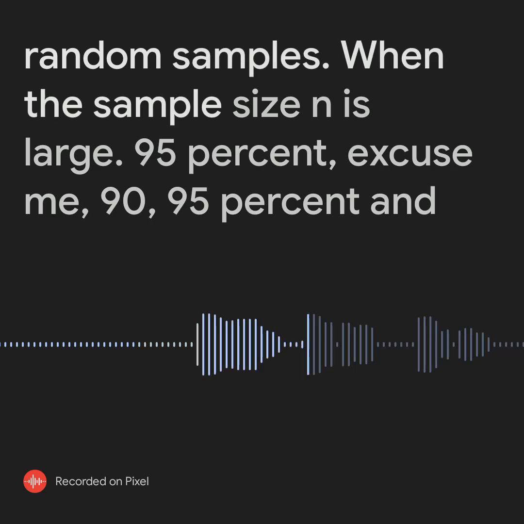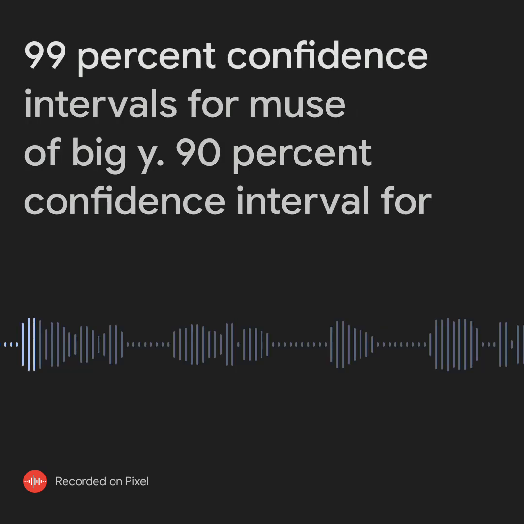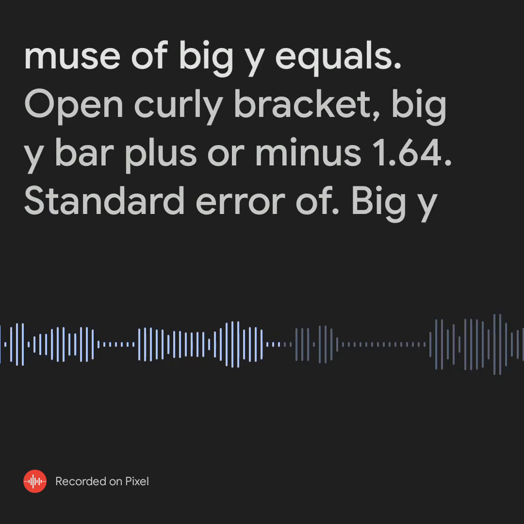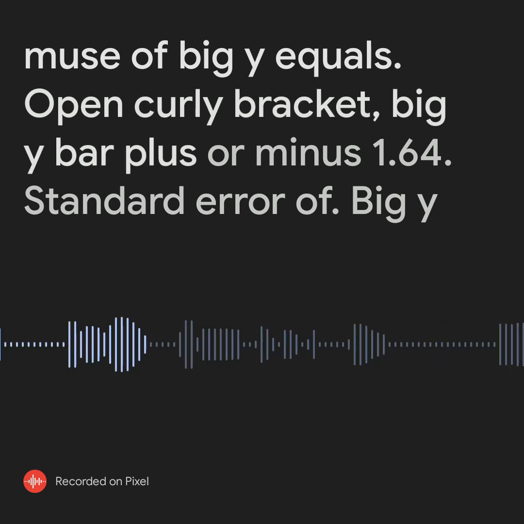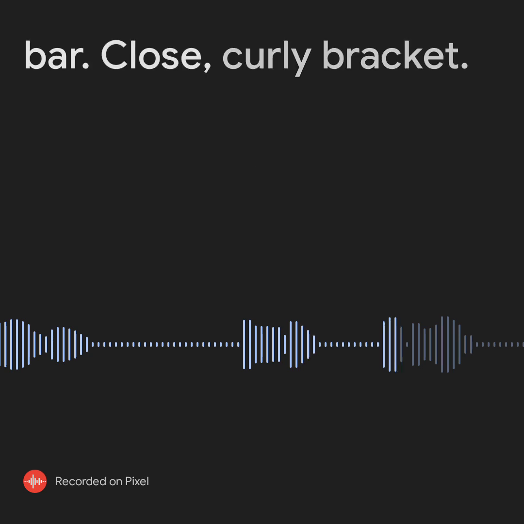When the sample size n is large, 90%, 95% and 99% confidence intervals for mu sub big Y are: the 90% confidence interval for mu sub big Y equals {big Y bar plus or minus 1.64 standard error of big Y bar}.